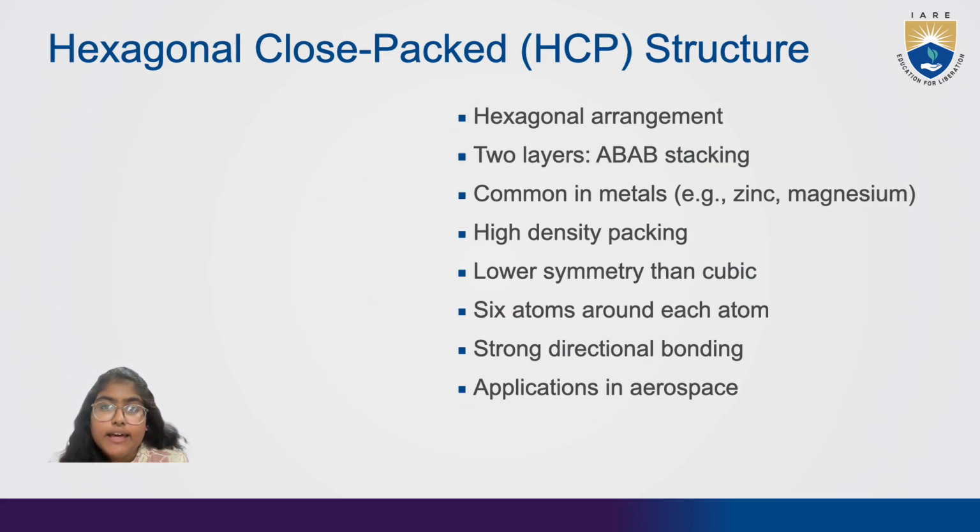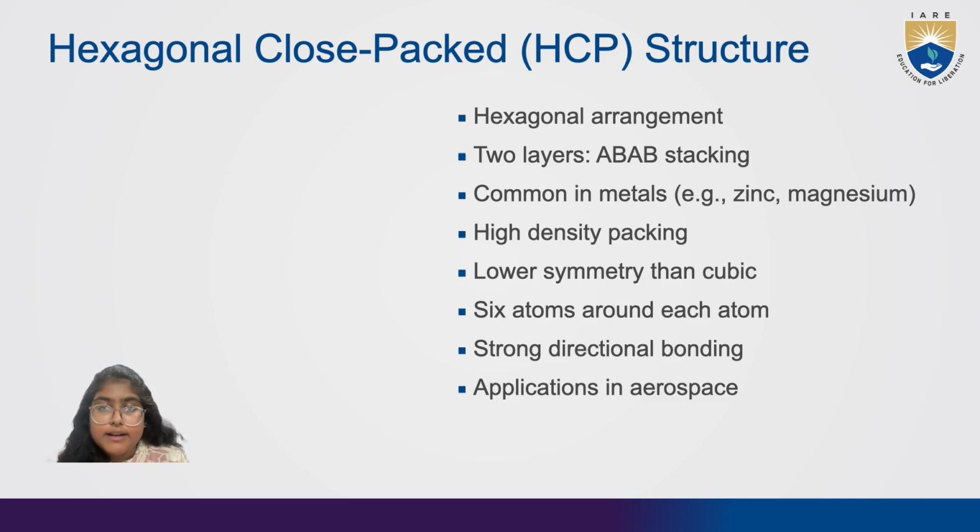Moving on, we have the hexagonal close-packed structure, HCP. This structure is characterized by a hexagonal arrangement of atoms in its layers, with a specific stacking sequence of these layers, typically described as ABAB stacking. Let me explain in detail. Imagine one layer of hexagons, A, then another layer, B, fitting into depressions of the first, and then a third layer, A, directly above the first.